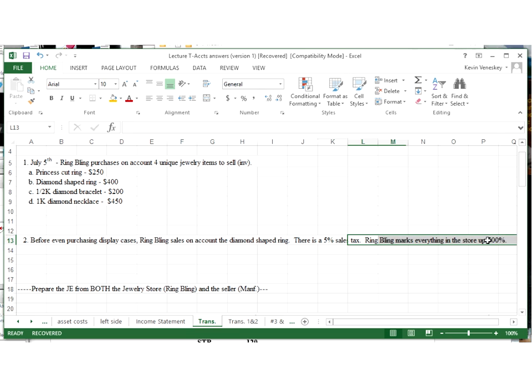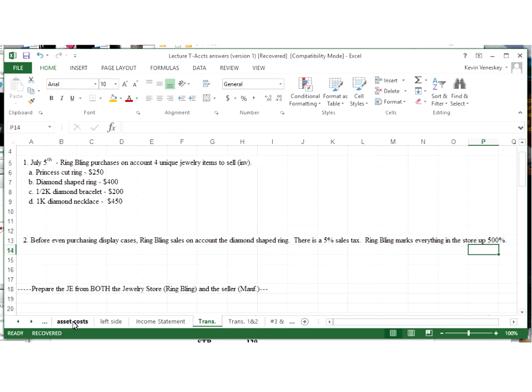And the last thing to note is I've given us all of the purchase price that we bought at Ring Bling. But now we need to determine how much Ring Bling is going to sell it for. And the store policy is we mark everything up 500%.